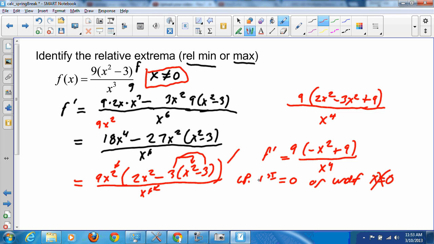So all we really need to look at is the numerator. Well, when does the numerator equal 0? The only thing that has to do with x's is this statement here, negative x squared plus 9. So we're going to set that equal to 0. Move the negative x squared over, and you have x squared equals 9. Well, that occurs when x is plus or minus 3.